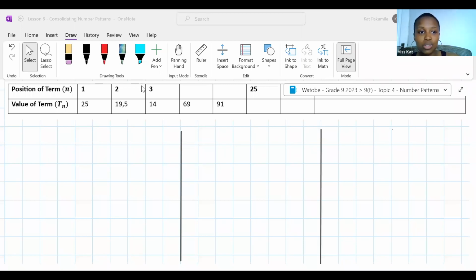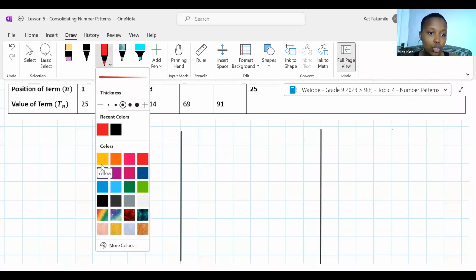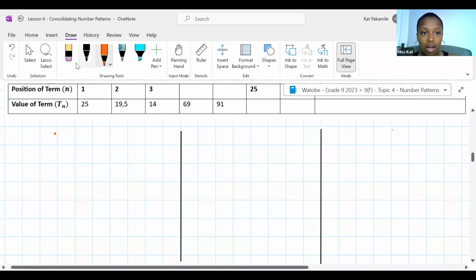Remind me in the chat, how do we check if a pattern is linear or non-linear? Linear is constant, meaning you are always adding or subtracting the same thing.